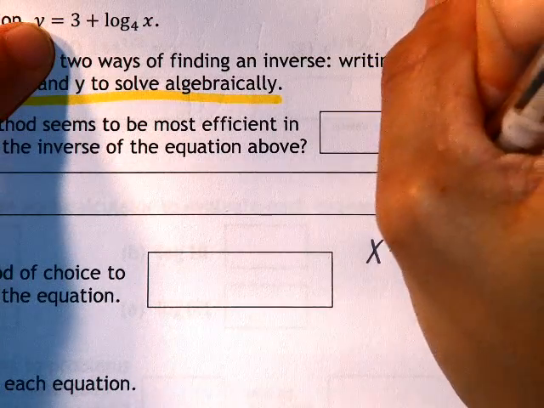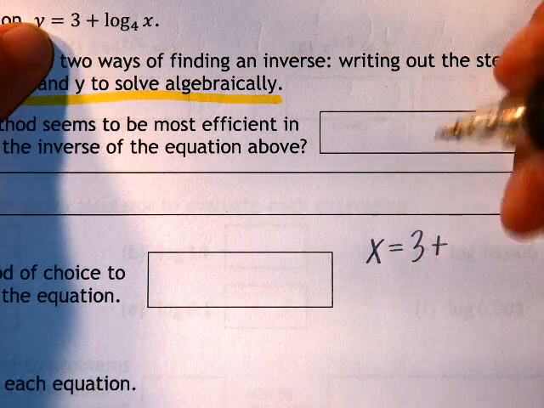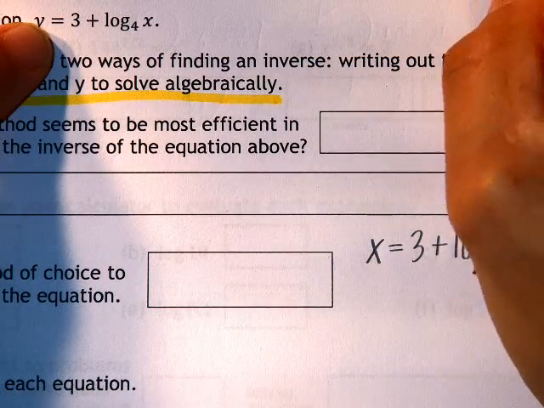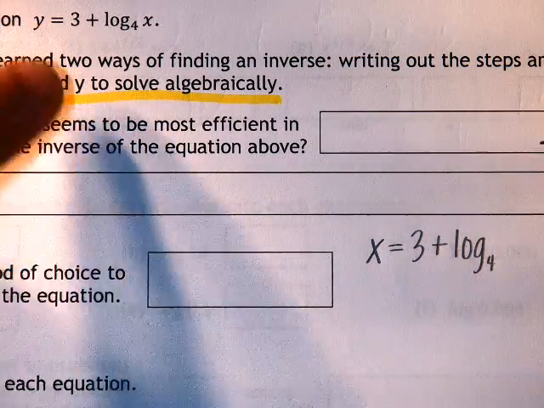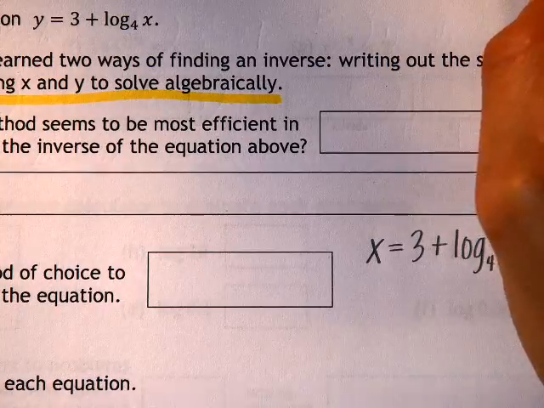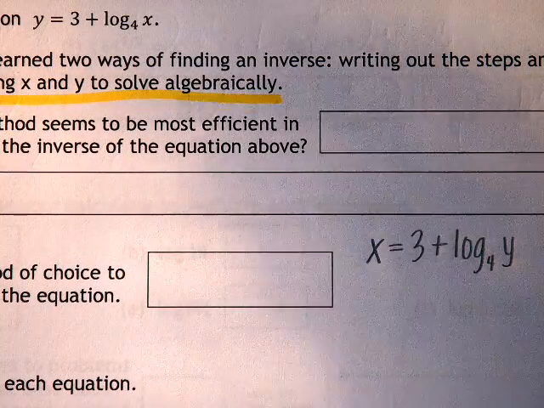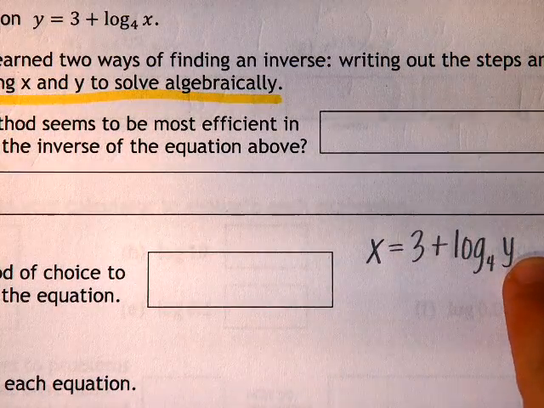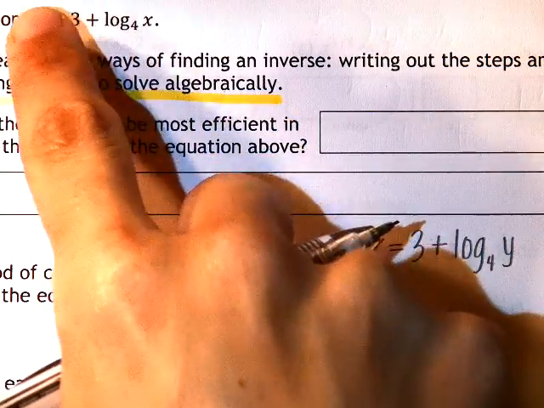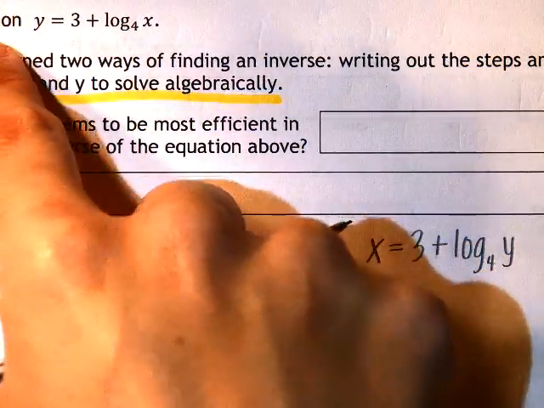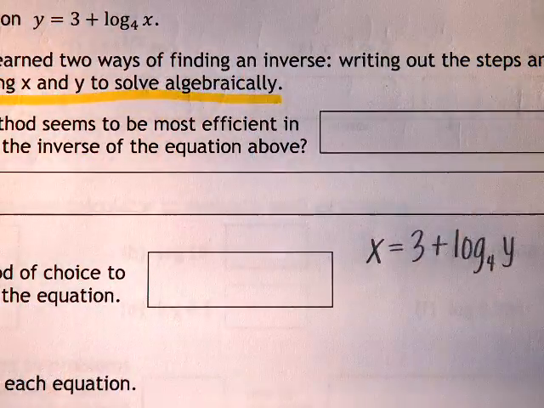So the 3 stays where it is, the plus stays where it is, the log base 4 stays where it is, and the x becomes a letter y. So notice it's the exact same looking expression as the original problem. I just switched the letter x for the letter y, and vice versa.